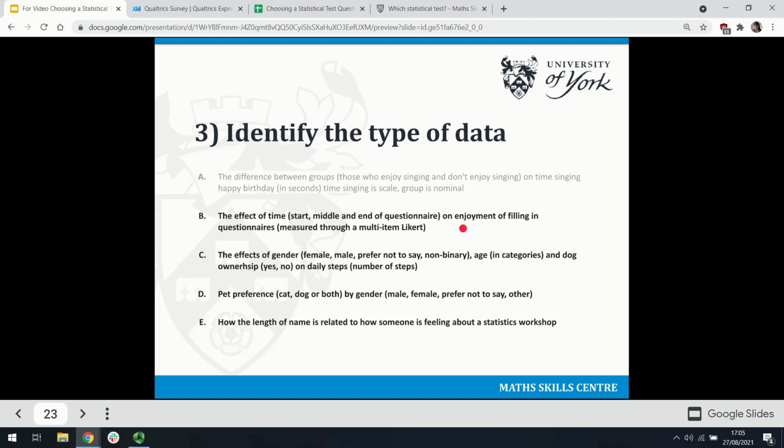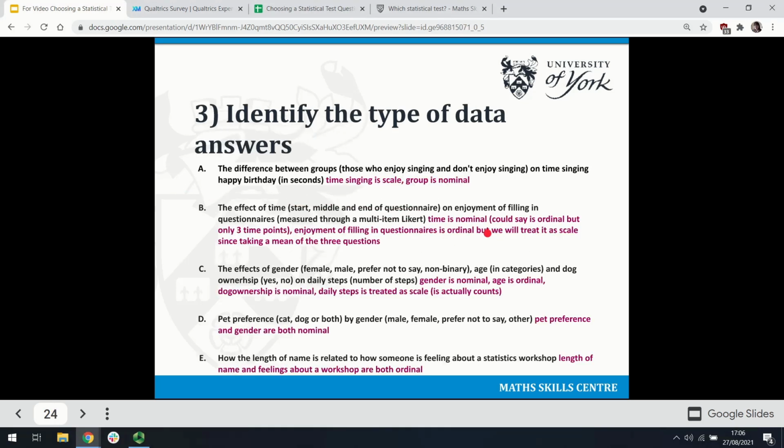What I want you to do now is identify the type of data for each of the variables that we've got here. So these two variables here, these four variables in this one, the two variables here, and the two variables here. And then we'll give you some answers. So you can stop the video here while you think about that. Okay, so here's some answers.